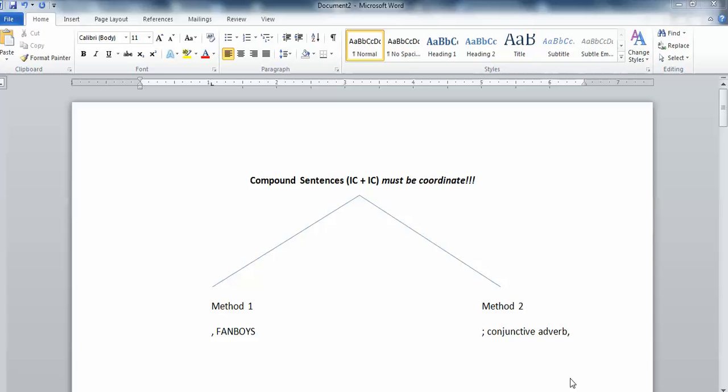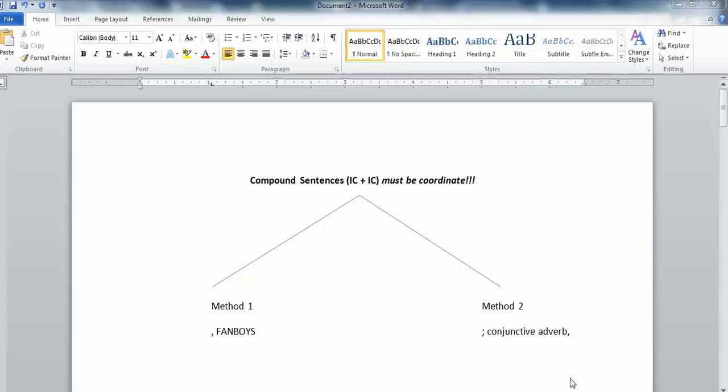The compound sentence equation is up on the screen right now. It's independent clause plus independent clause. So make sure that you've listened to all of the webinars on parts of speech and on the independent clause webinar before you go ahead and listen to this one, because you have to have all of that information under your belt to understand this.